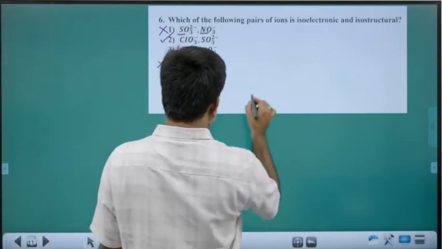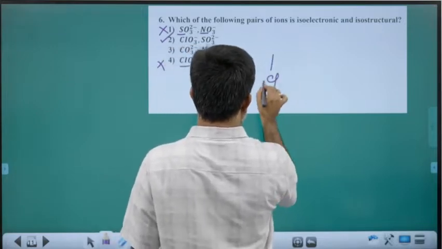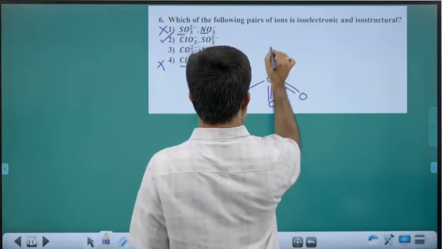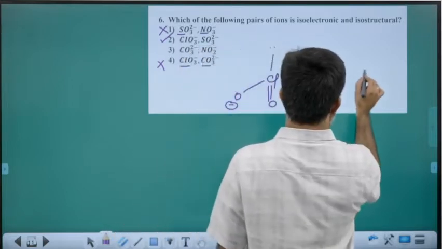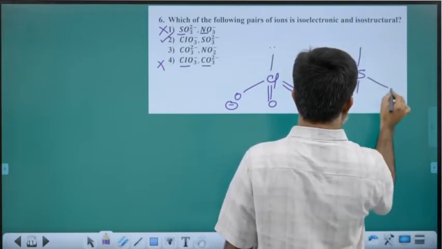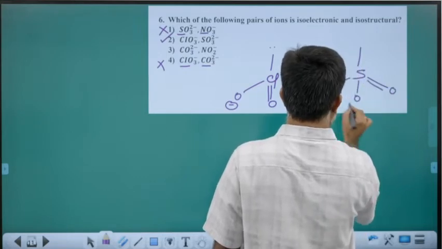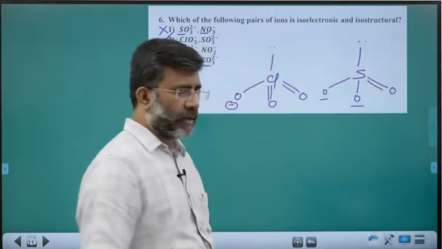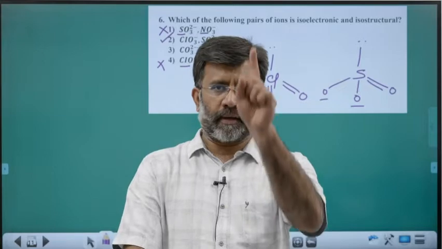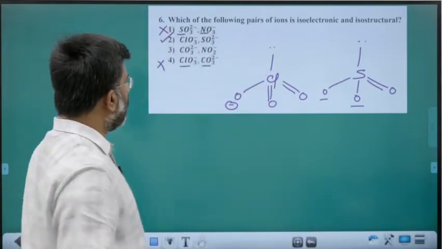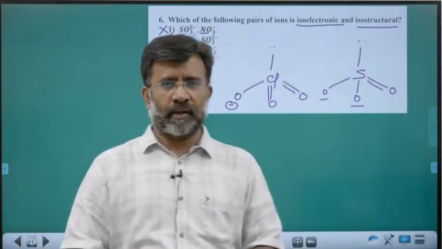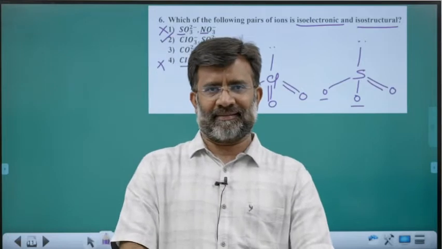ClO3 minus is sp3 with a lone pair. What about SO3 minus? SO3 minus is also sp3. Both are sp3 hybridization, pyramidal shape. You have to maintain isoelectronic and isostructural. It is isoelectronic as well as isostructural. Right?